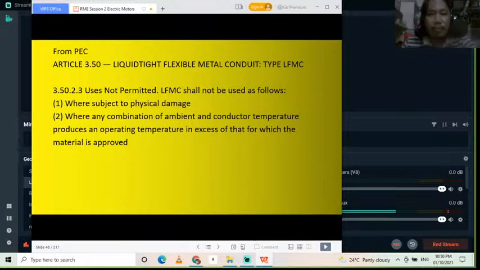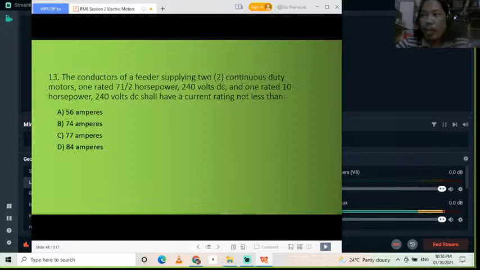Hello. Okay, babalik po tayo. Number 13. The conductors of a feeder supplying two continuous duty motors. So, paano natin ko-computein yan ngayon? Yung isa, 7.5 horsepower. Yung isa naman, 10 horsepower. So, pareha silang 240 volts DC.